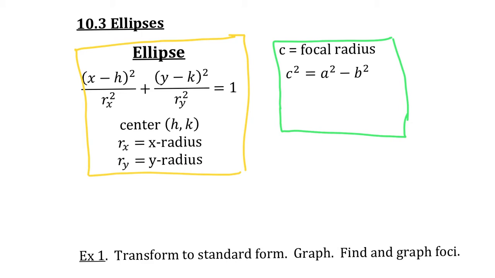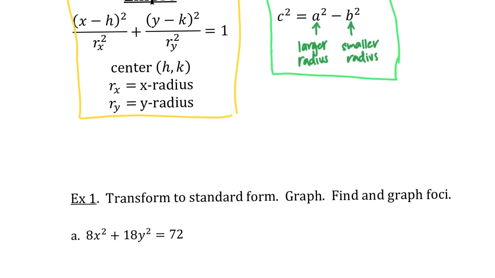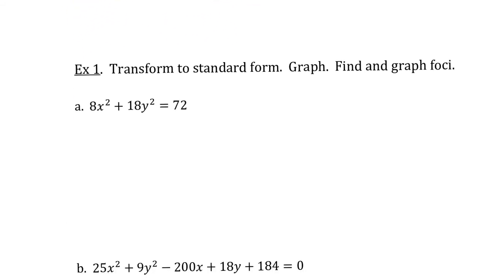The formula for the focal radius is c squared equals a squared minus b squared, where a is the larger radius between the rx and the ry, and then b is the smaller radius. Otherwise, we would get a negative value, and we're not going to have an imaginary root. For example, when we transform to standard form, we're going to find and graph the foci as well.